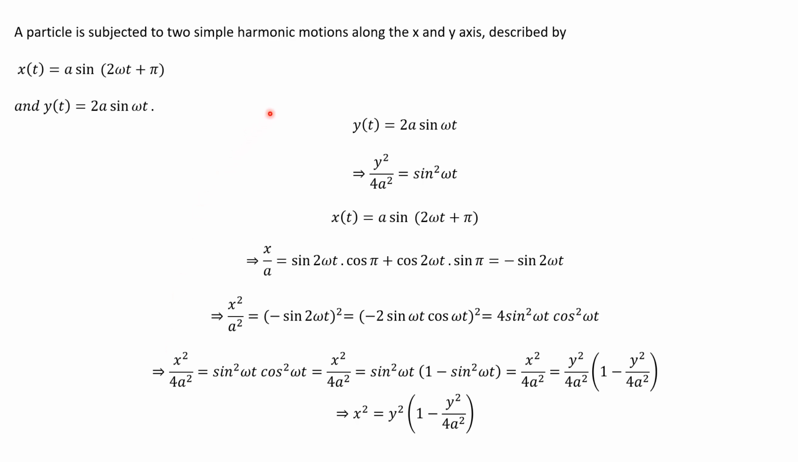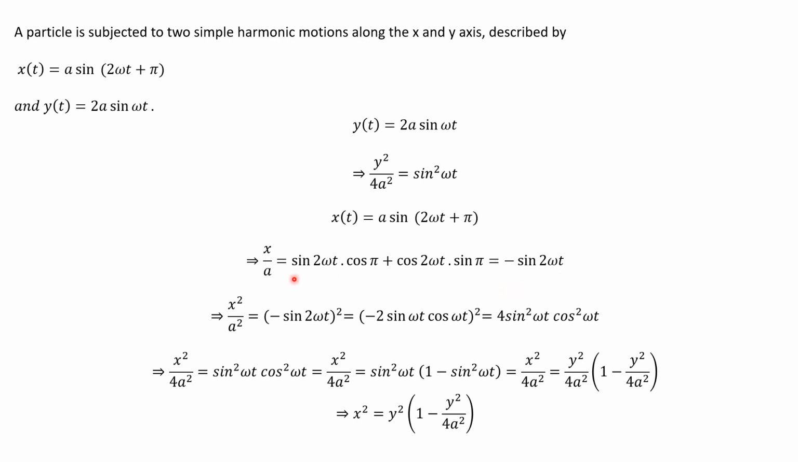As in the question it has been given that y of t is equal to 2a sine omega t and x of t equal to a sine (2 omega t plus pi). So when we solve it, we can find that y square by 4a square is equal to sine square omega t. And again when we solve the x part, we can find that x of t is equal to a sine (2 omega t plus pi), and x by a will be sine 2 omega t into cos pi plus cos 2 omega t into sine pi. That is the sine (A plus B) formula. So from here we can find that x by a is equal to minus sine 2 omega t.